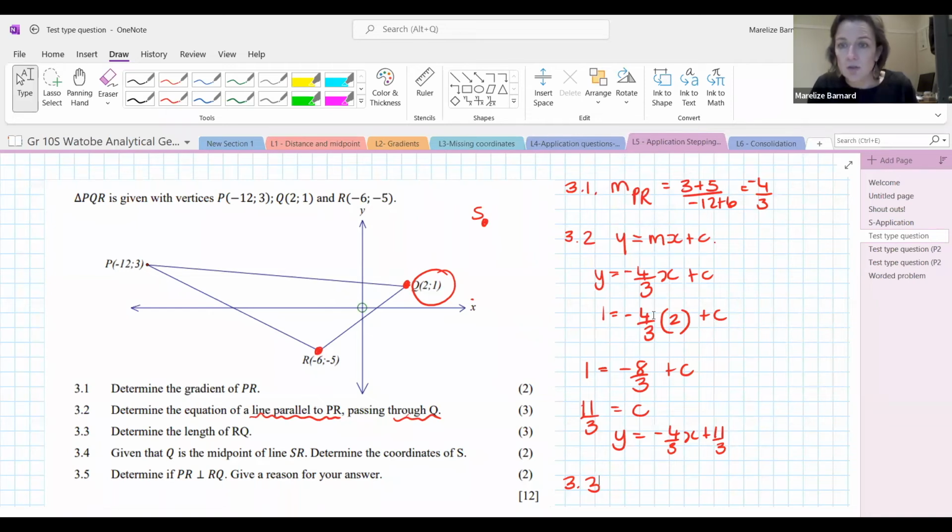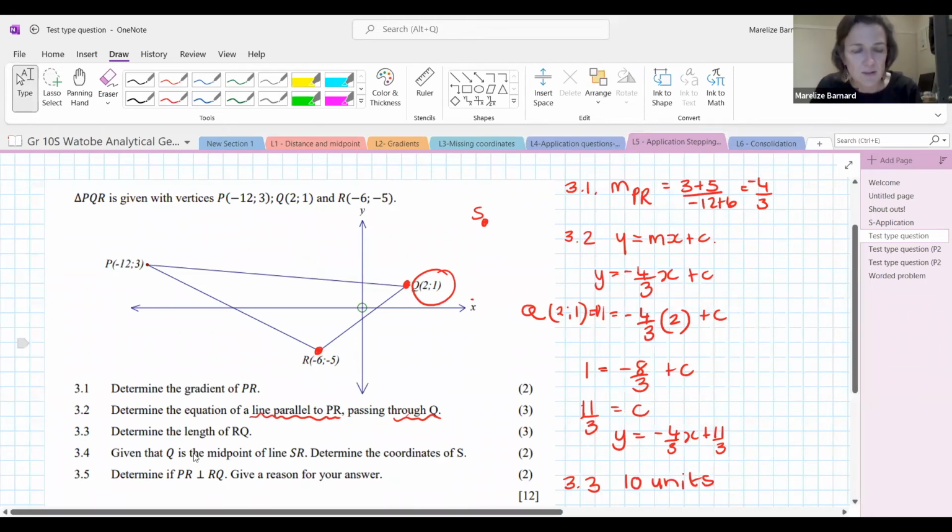We times by 2, CJ, because we are substituting in point Q. The coordinates of Q are 2 and 1, and we substituted in at this step. Okay, everyone else is doing the distance, and I agree it is 10 units. I'm not going to do the whole thing again. It looks like everyone knows how to work out the distance formula.